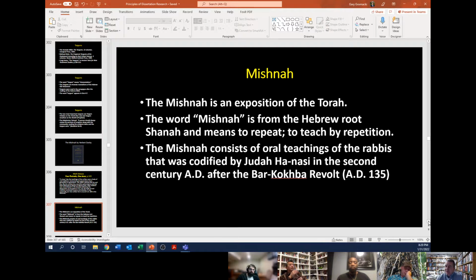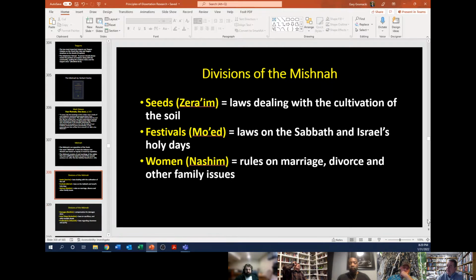So the Mishnah is an exposition of the Torah. And the word Mishnah is from the Hebrew root Shana. It means to repeat. So teaching by repetition. So it consists of oral teachings of the rabbis codified by Judah Hanasi in the 2nd century AD after the Bar Kokhba revolt, which was AD 135.